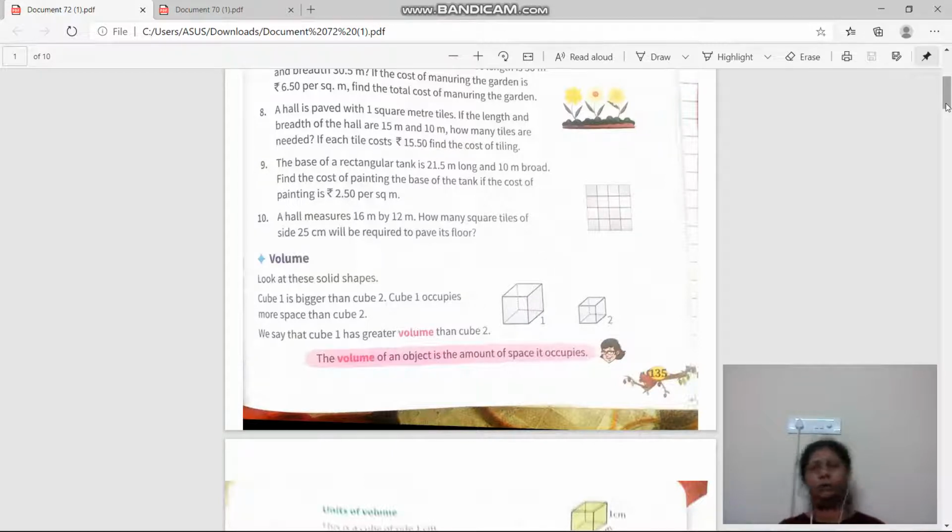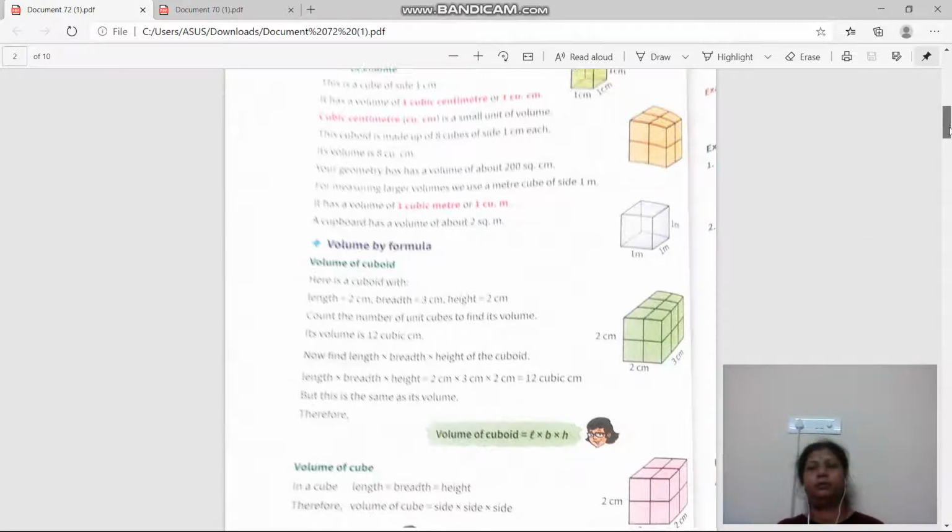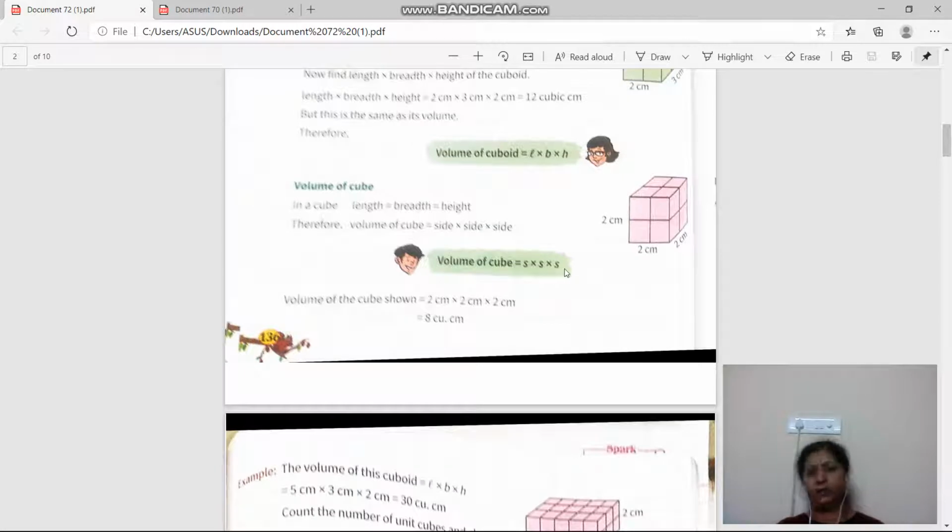So let's start our new topic, that is volume. First of all you have to remember the definition of volume. What is volume? The volume of an object is the amount of space it occupies. Say with me: the volume of an object is the amount of space it occupies. Get it? Now next. Here are two formulas for volume. Volume of cuboid is equal to length into breadth into height, and volume of cube is equal to S into S into S.